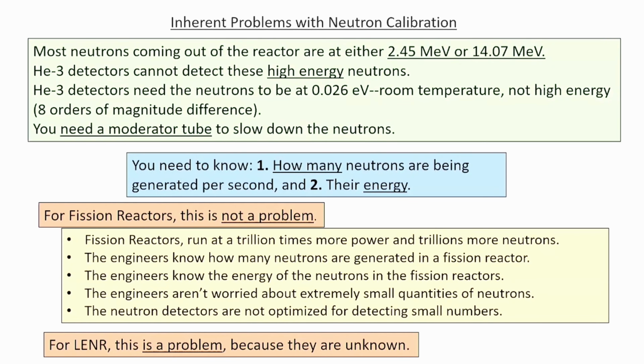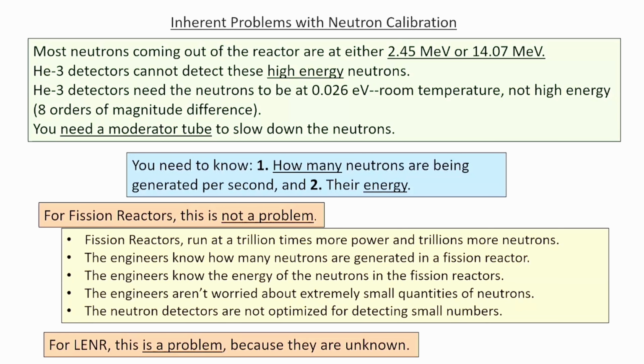Most of the neutrons coming out are at very high energy, 2.45 MeV or 14 MeV. He3 detectors cannot detect those. They cannot detect these high energy neutrons. They need to be moderated down to 0.026 eV, and that's a difference of 8 orders of magnitude in energy. So you need a moderator tube in order for that He3 detector to work at all.